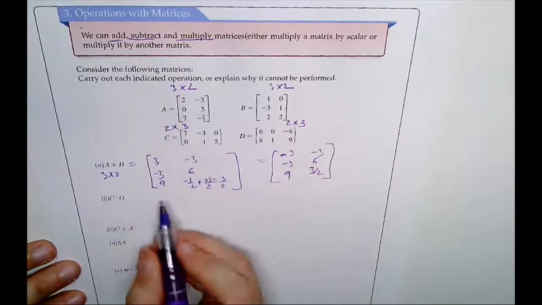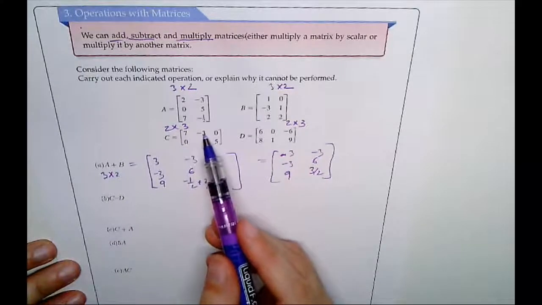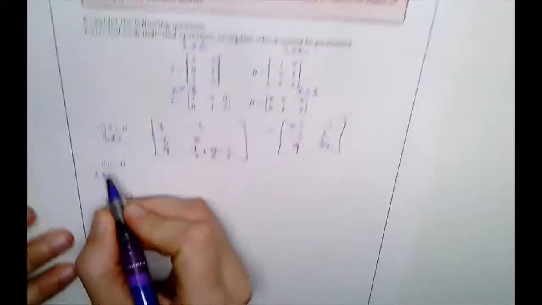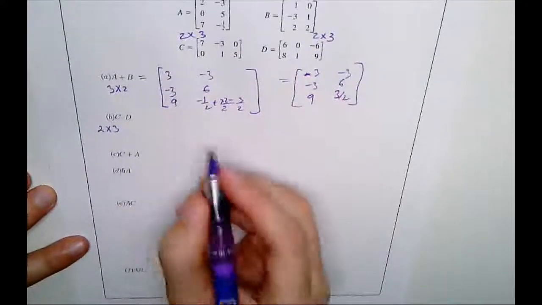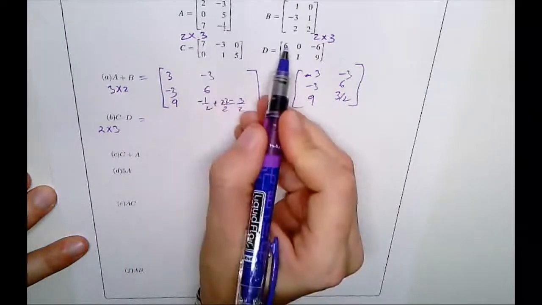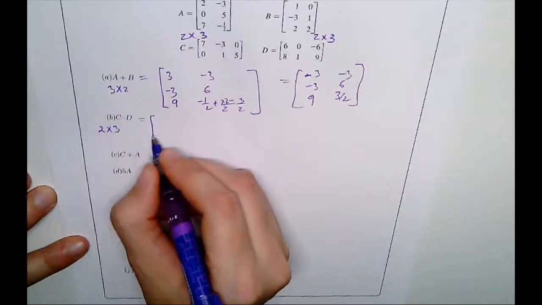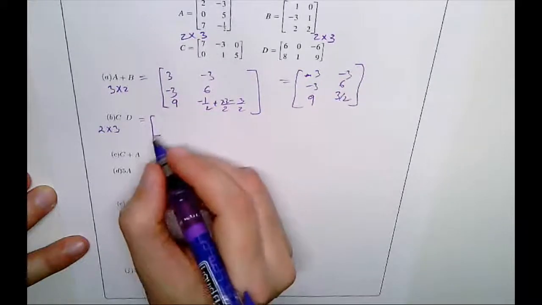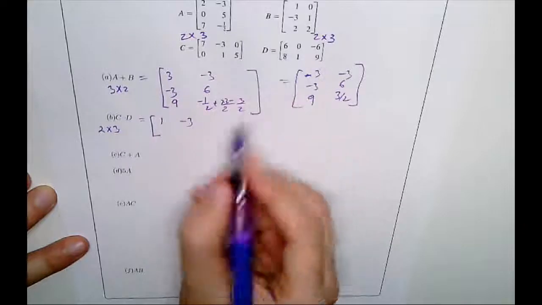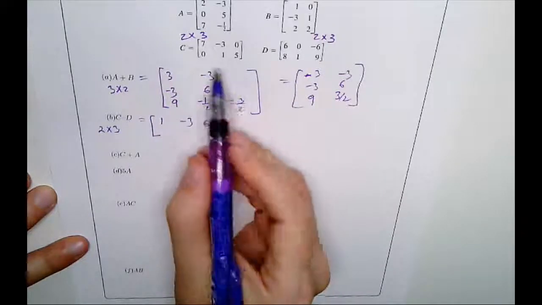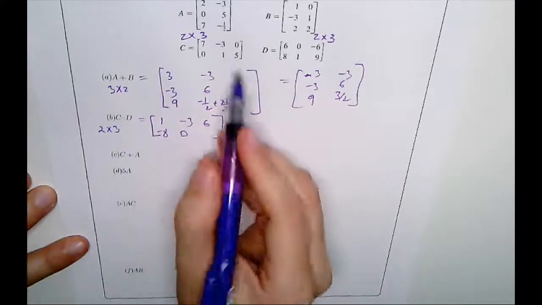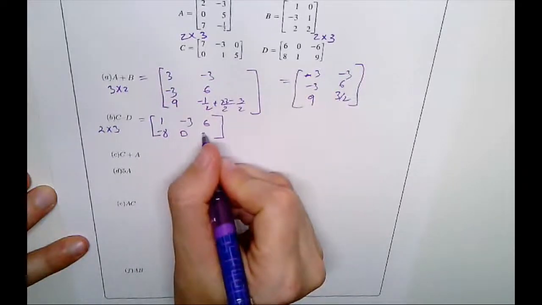What about C minus D? Well, C is a 2 by 3 and D is a 2 by 3. So the result is going to be a 2 by 3. So we can subtract them. For C minus D, I take the entry in C and subtract the entry in D. So 7 minus 6 is 1. Negative 3 minus 0 is negative 3. 0 minus negative 6 is positive 6. And then 0 minus 8 is minus 8. 1 minus 1 is 0. And then 5 minus 9 is negative 4.